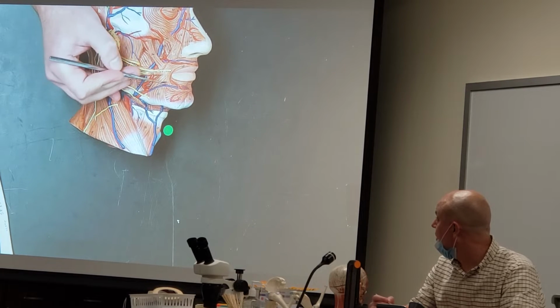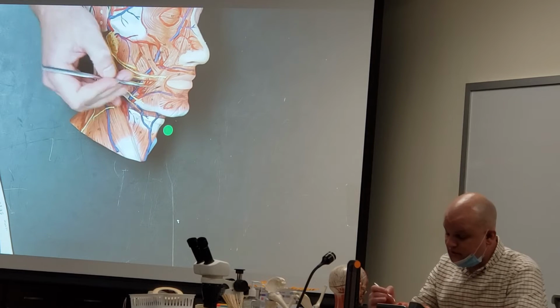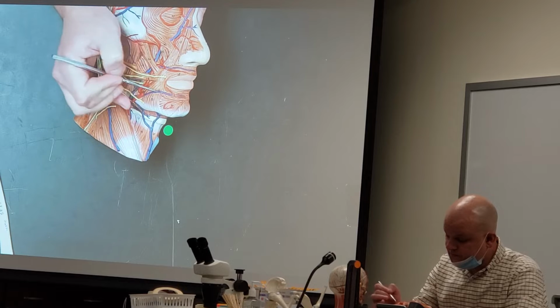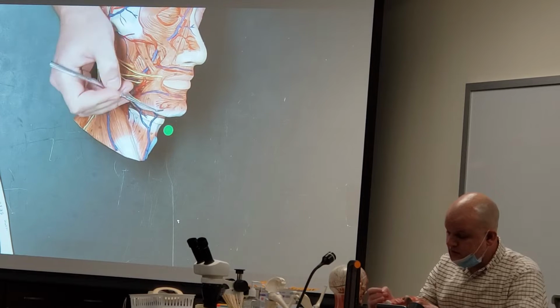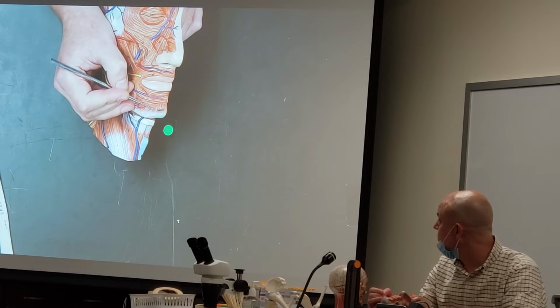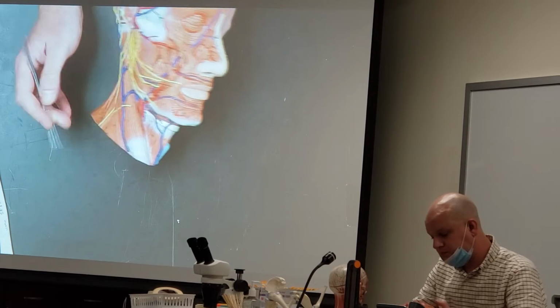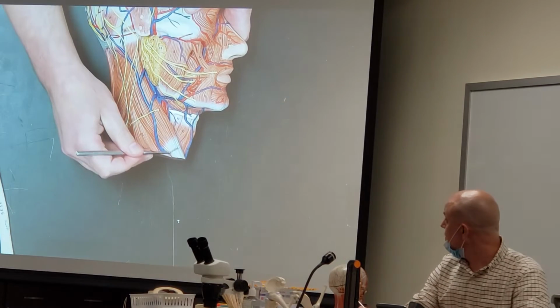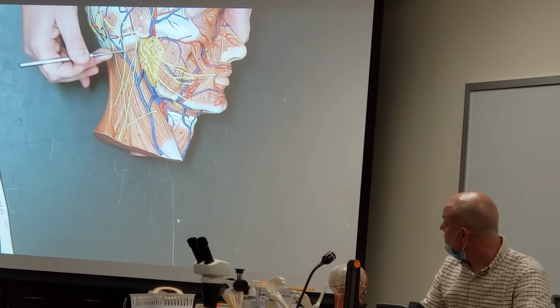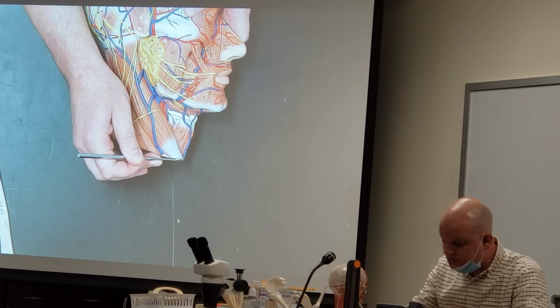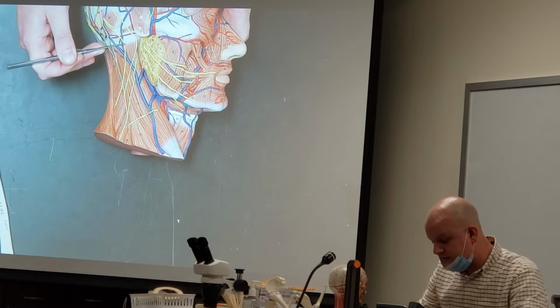Depressor anguli oris. Surrounding the mouth is the orbicularis oris. And here is mentalis at the chin, the mental region. On the neck, we can see the sternocleidomastoid here, having attachments to the sternum and the clavicle here, and the mastoid process here.